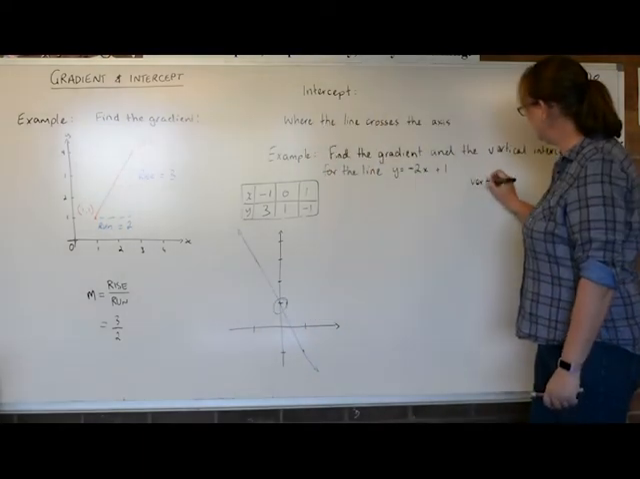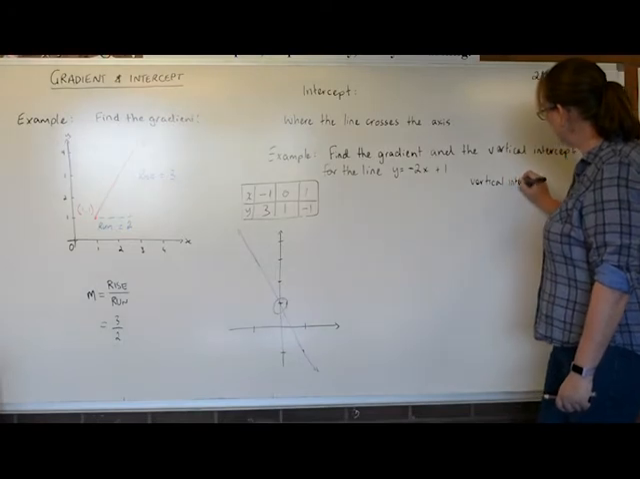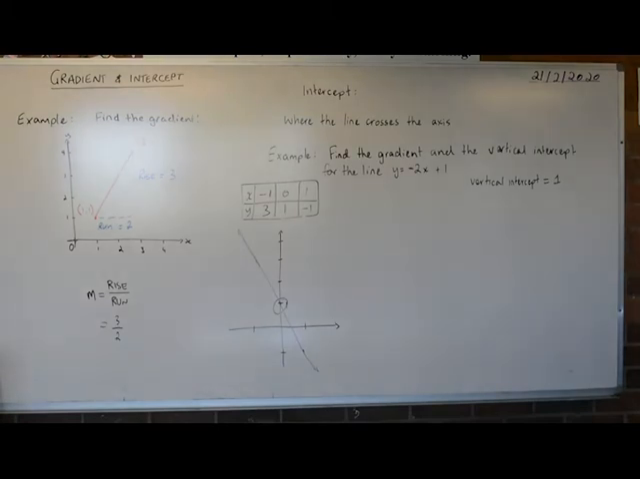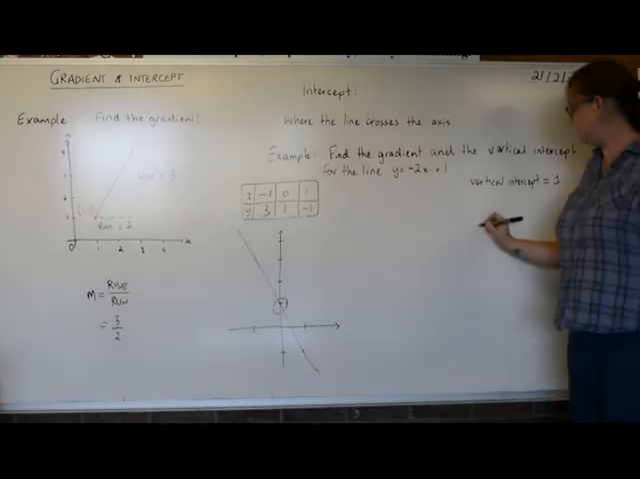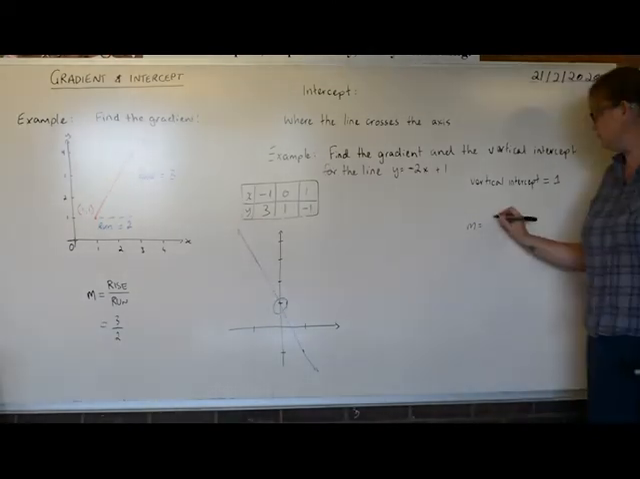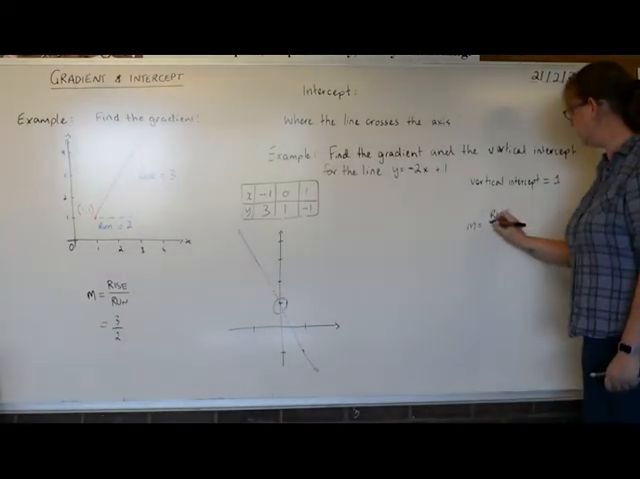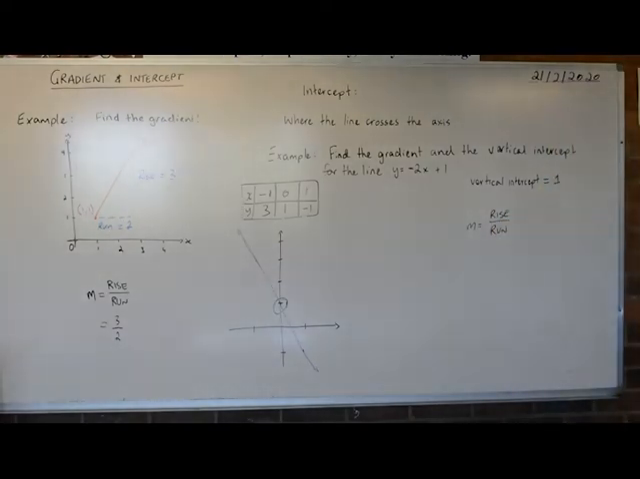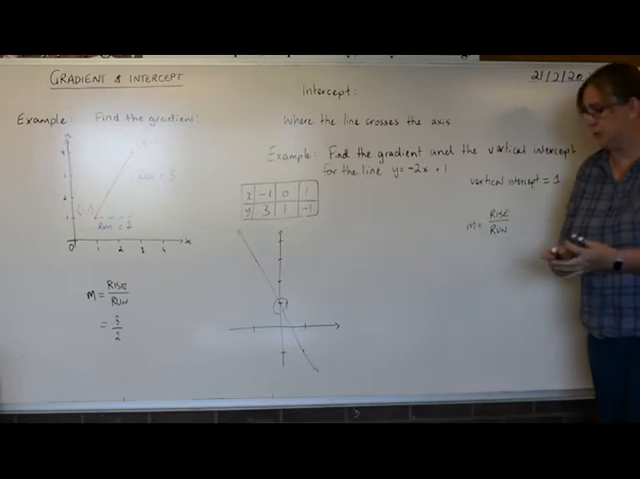So vertical intercept equals 1. Yeah? Gradient. So the little m, gradient equals rise over run. And we can use any 2 points on that line to find a rise over run. It shouldn't matter where we find those 2 points, it should come up the same every time. You can pick any 2 spots.